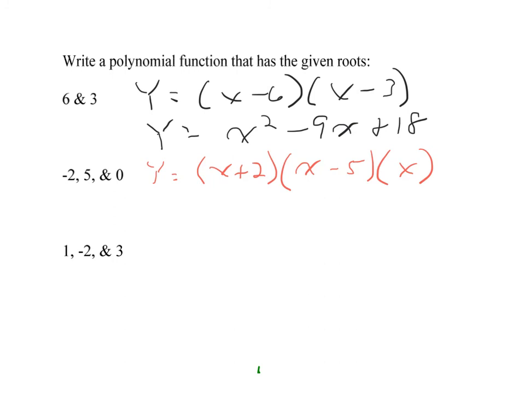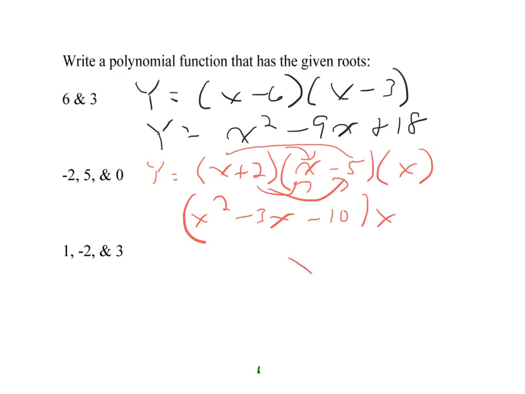So as I FOIL here, okay, I have x squared minus 5x plus 2x minus 3x minus 10. And then I take that whole thing and I multiply it by x. So I'm going to have x to the third minus 3x squared minus 10x. Okay, I'm going to pause for a quick second here and erase. Oh, well, I thought I was going to erase, but I can't.